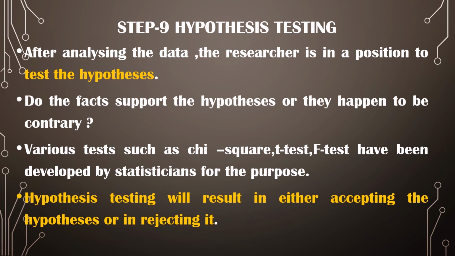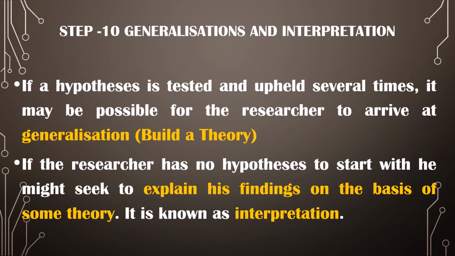Step 10. Generalization and interpretation. If the hypothesis is tested and upheld several times, it may be possible for the researcher to arrive at a generalized solution. A generalized solution is nothing but the researcher being able to build a theory. If the researcher has no hypothesis to start with, he might seek to explain his findings on the basis of some theory, a theory which has already been developed by another researcher, and this is known as interpretation.